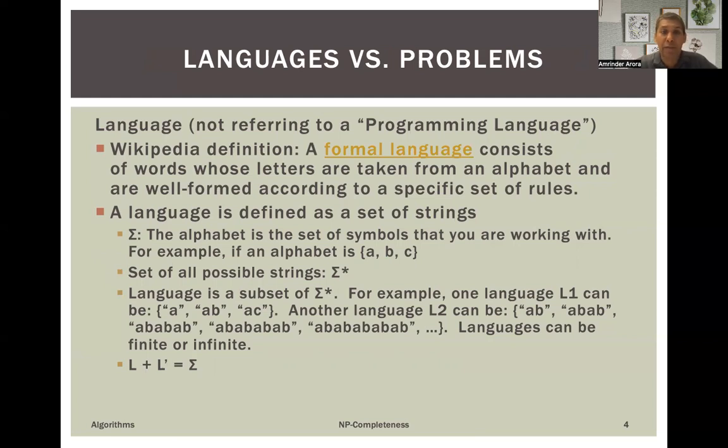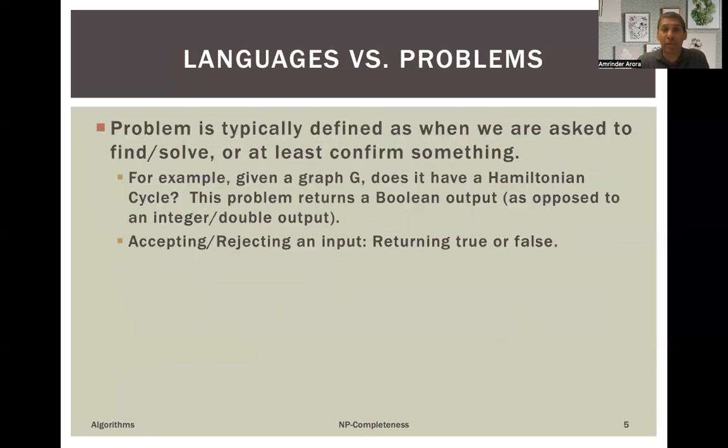So let's suppose we have an alphabet of only 3 characters. Alphabet is A, B, C. Then the set of all possible strings is denoted as sigma star. And a language is a subset of sigma star. And by its definition, the language L and its complement, L prime, together will give you sigma star. So essentially, when we say a language in this context, we are referring to a language of this nature, which is accepted by a Turing machine.